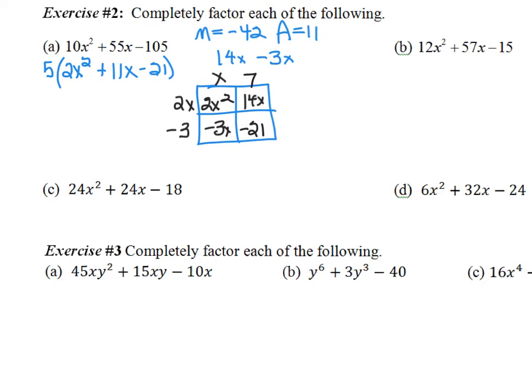So my final factors for this one are going to be 5, that was the GCF, times what I got when I did the box, x plus 7 times 2x minus 3. And my last step is to look at all of those factors and make sure there's nothing that I can factor further.